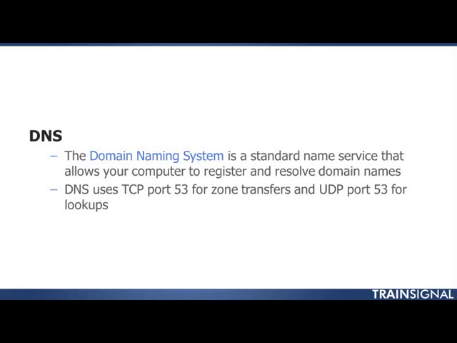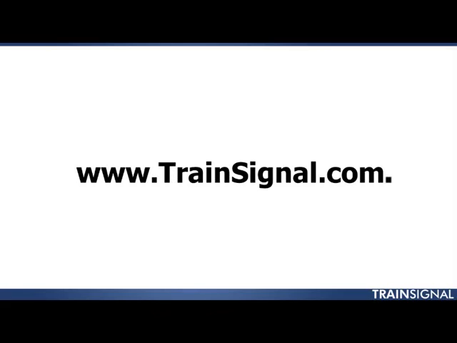The bottom line is that DNS is a naming system that is used by the internet. It's a hierarchical naming system. That's why on the internet you see things like www dot certain name dot certain suffix. We'll use trainsignal.com, for instance. There's an actual hierarchy to that. And we'll learn all about that hierarchy in the DNS lesson.